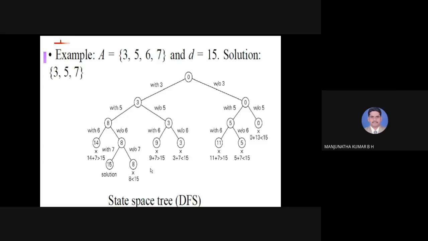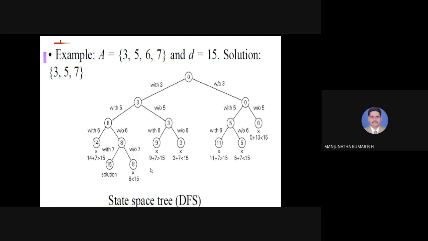6 and 7 are there. 6 and 7 is 13. 0 plus 13 is again lesser than 15. Okay, so no more solutions, no other solutions to this problem. So the only solution is 3, 5, 7.